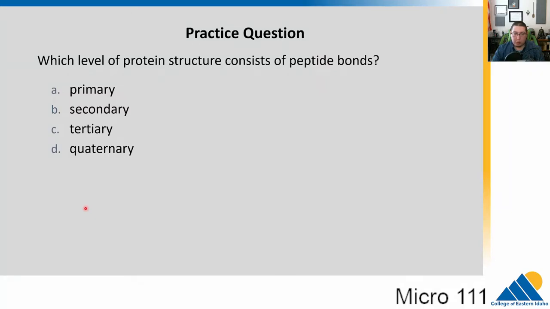All right, let's do a little review before we get into the next section. So, which level of protein structure consists of peptide bonds? Would this be the primary, the secondary, tertiary, or quaternary? Go ahead and pause the video. Think about that.